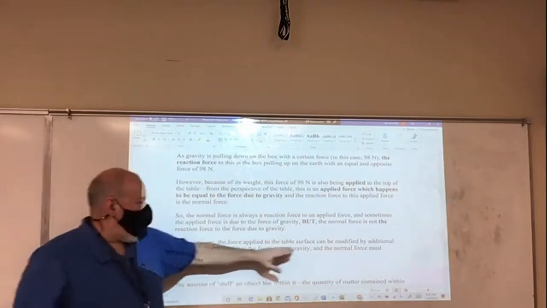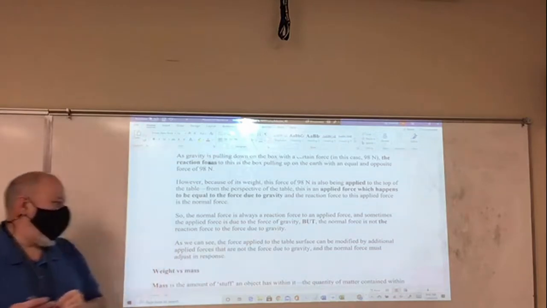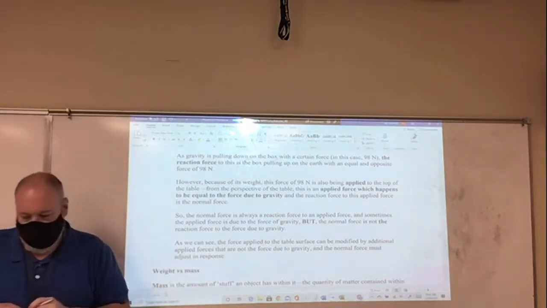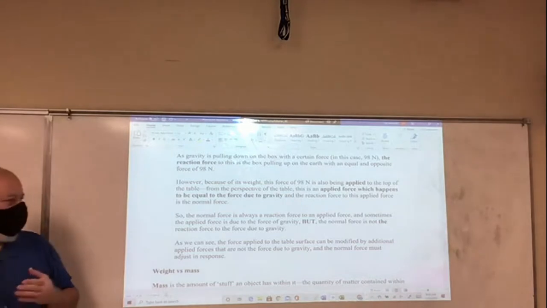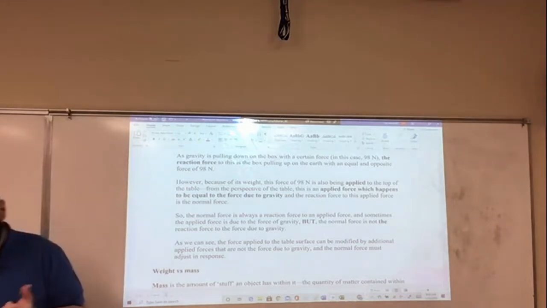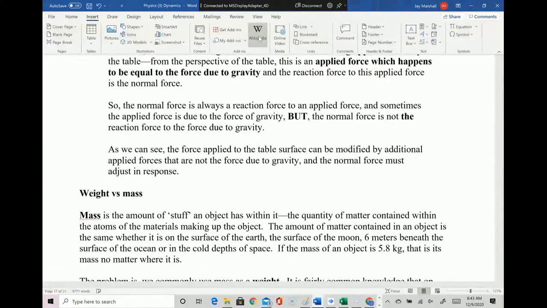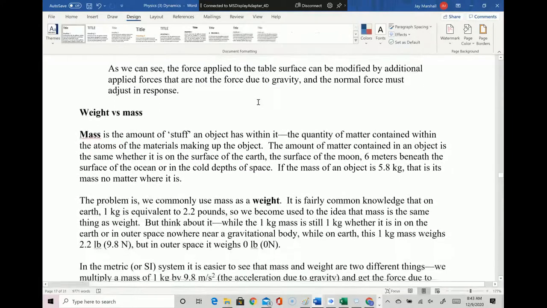As we can see, the force applied to the table surface can be modified by additional applied forces that are not the force due to gravity, and the normal force must adjust in response. Okay? So those are some really subtle points, and if you get that, you're doing really, really good, because that's not an understanding that a lot of high school students actually have. So I'm impressed by your understanding here.